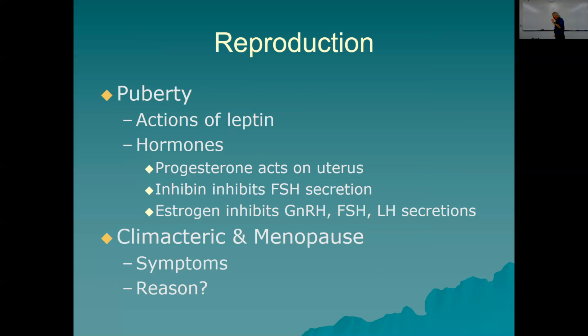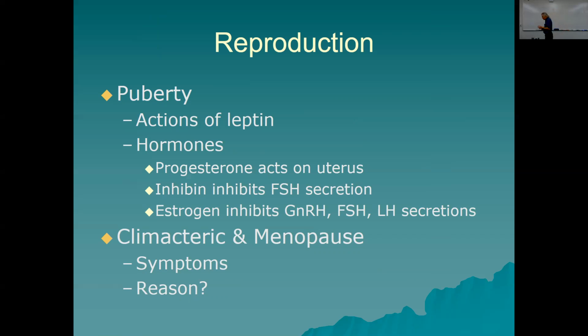In the first part of the cycle, estrogen will inhibit GnRH, FSH, and LH. But then right near the middle of the cycle, estrogen actually becomes stimulatory to FSH and particularly LH. And we're going to see that that's going to cause a spike in LH at around day 14, and that's going to signal, it's going to initiate ovulation.